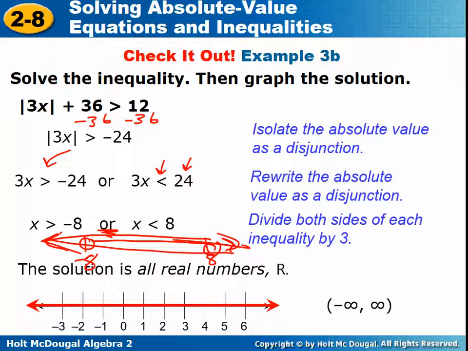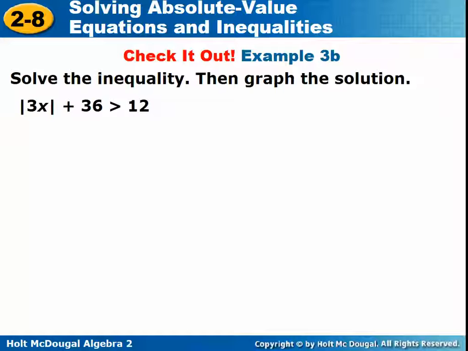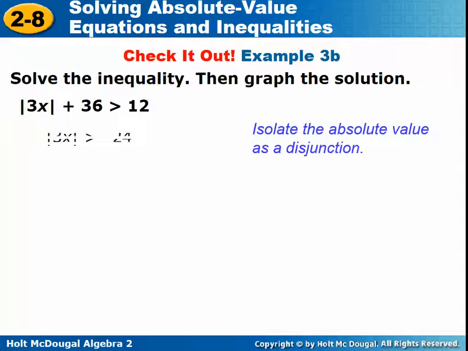Now let's do the look and think method. We would still start the same way. We would subtract 36 from both sides and get the absolute value of 3x is greater than negative 24. Now stop. This is a positive number. When you take the absolute value of 3x, whatever that is, it doesn't matter, you're going to get a positive number. Is a positive number going to be greater than negative 24?